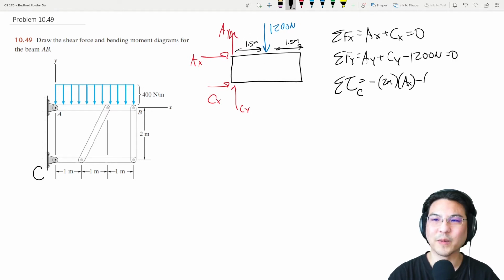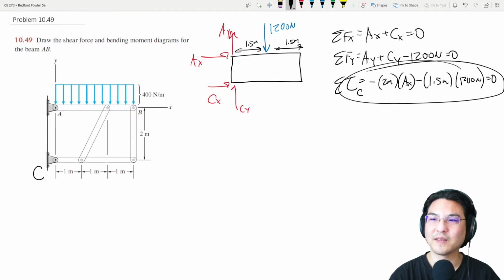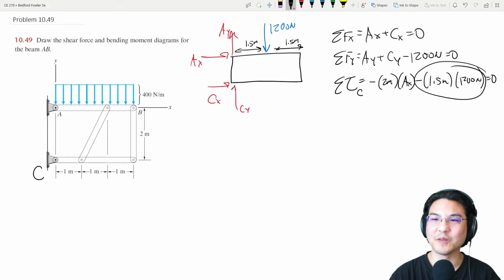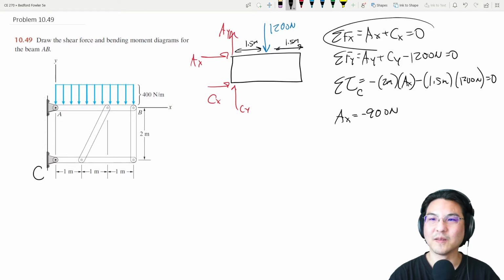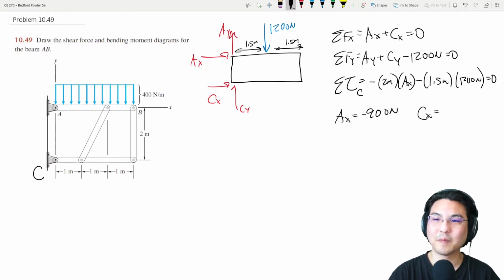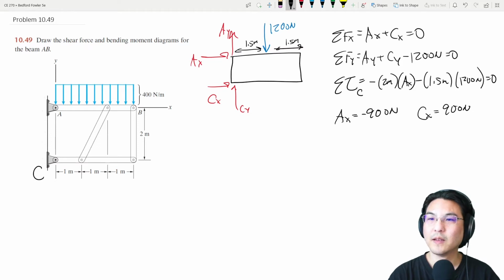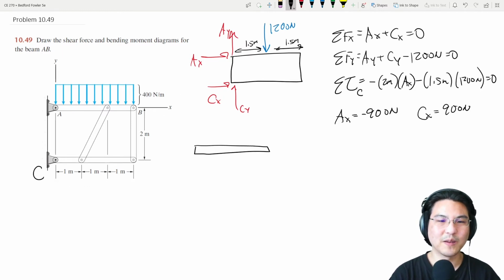Here to here is 1.5, minus 1.5 meters times 1200. Okay, so AX is 1800 over 2 is 900, minus 900. And then CX is just opposite of that. And we don't have enough information to solve for AY and CY. That's statically indeterminate. Okay, but that helps a little bit. So what do we do next? Break it apart. So let's break it apart.